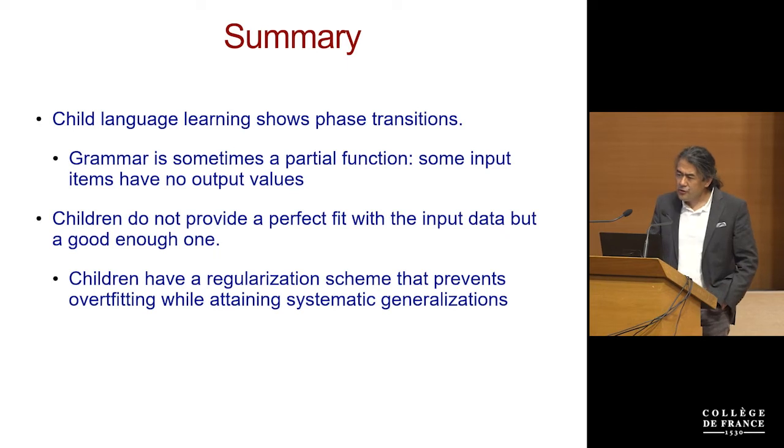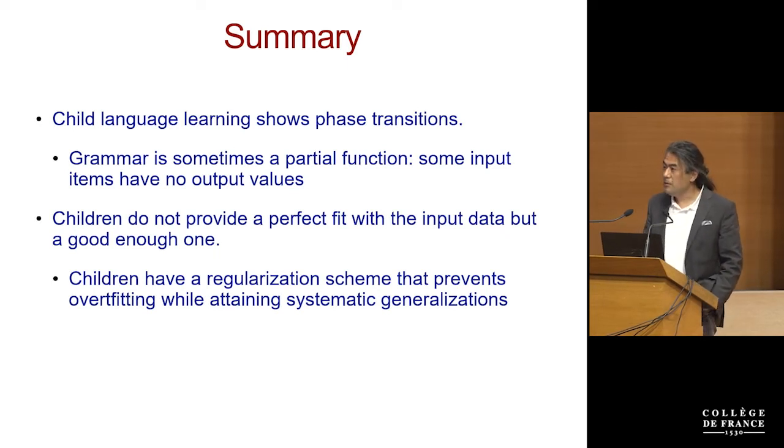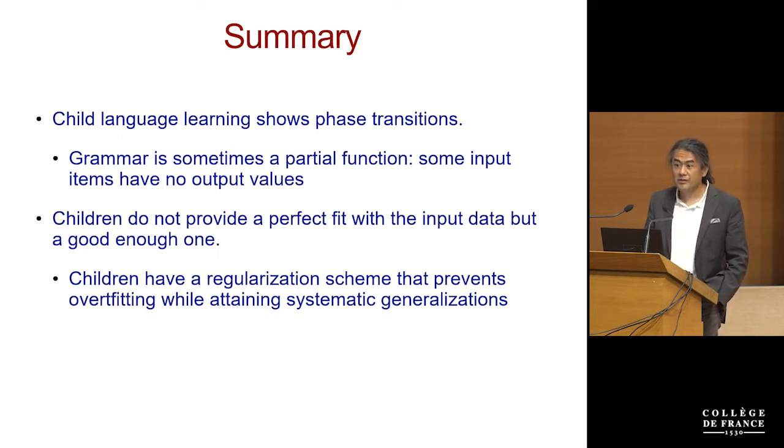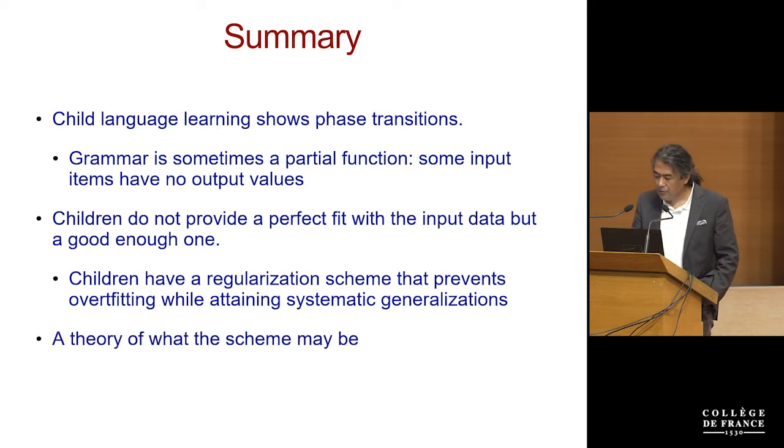The second point is that children don't seem to provide a perfect or optimal fit for the input data, but provide a good enough fit. This actually has interesting consequences, because it seems that children then have a natural regularization scheme that avoids overfitting while still arriving at fairly systematic generalizations across individuals, across communities, across very different input data. And I will say something about what this natural regularization scheme looks like. I think the difference between machine learning and language learning by children will be fairly apparent as we go on.